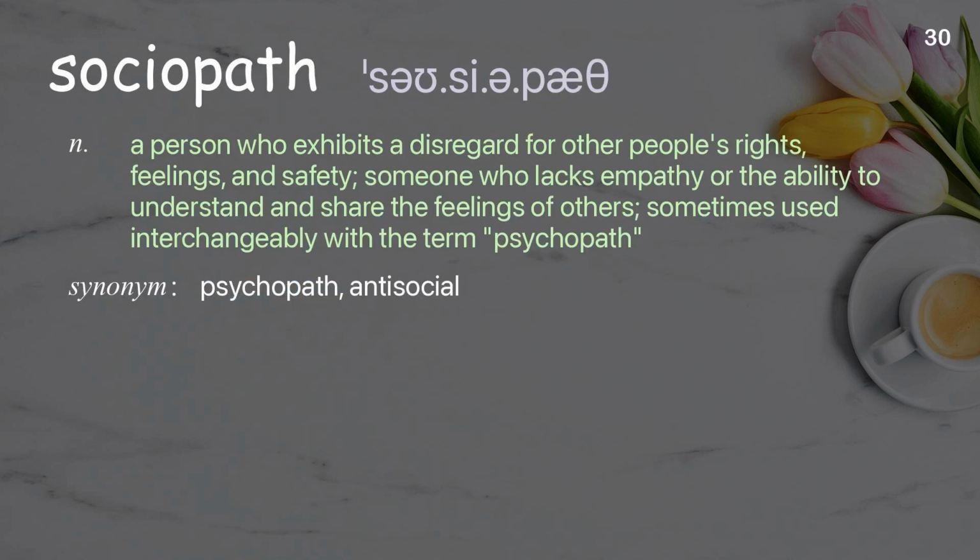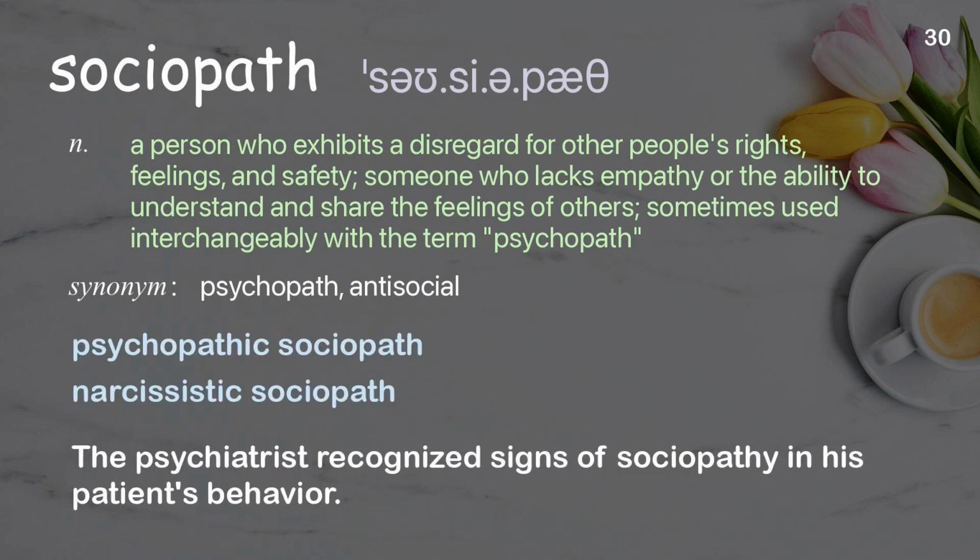Sociopath. A person who exhibits a disregard for other people's rights, feelings, and safety, someone who lacks empathy or the ability to understand and share the feelings of others, sometimes used interchangeably with the term psychopath. Examples: psychopathic sociopath, narcissistic sociopath. The psychiatrist recognized signs of sociopathy in his patient's behavior.